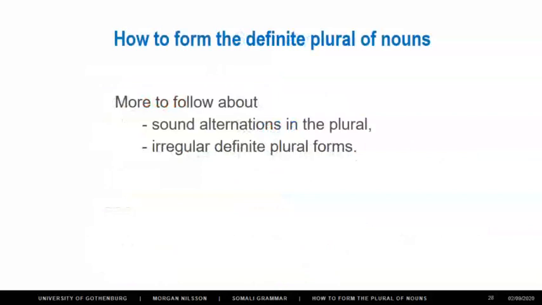That was it for this time. There is of course a lot more to say, especially about sound changes or sound alternations in the plural formation, and there are also a few things to say about irregular definite plural forms.